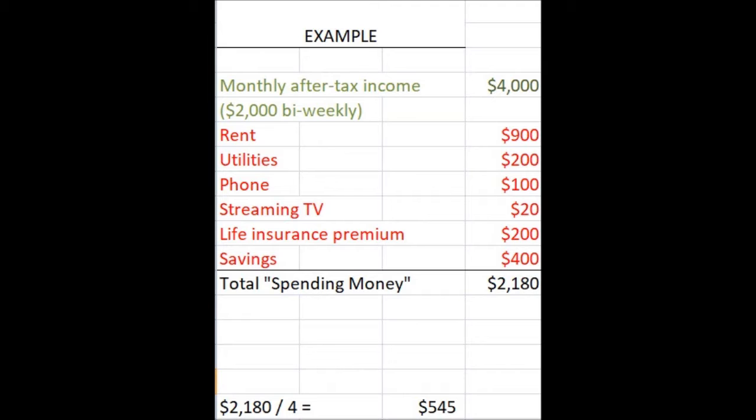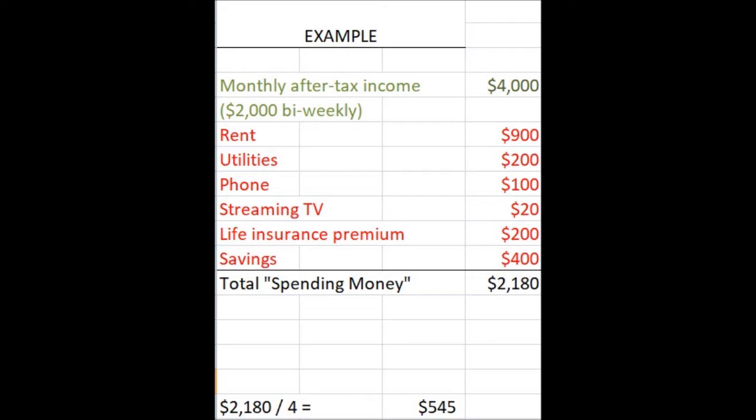In this example, the person makes $2,000 every other week. That leaves a monthly income of $4,000. Now we add it all together for the month. So you can see the expenses. I'm just going to point out that the savings, we want to try and get 10%, and that comes out before the actual spending money. So we want to make sure that that happens.